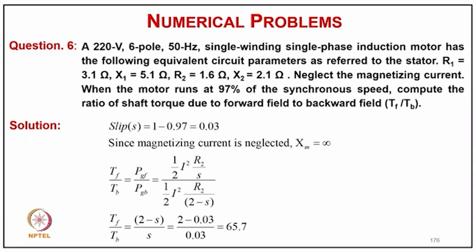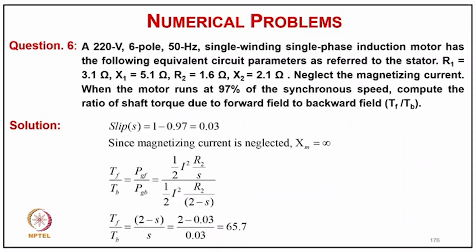Coming to question 6: a 220 volt, 6-pole, 50 Hz single winding single phase induction motor has the following equivalent circuit parameters as referred to the stator: R1 equal to 3.1, X1 5.1, R2 equal to 1.6, and X2 equal to 2.1. Calculate the magnetizing current. The motor runs at 97% of synchronous speed. Compute the ratio of start torque to forward and backward torque, Tf and Tb. So the slip here is 1 minus 0.97, which is 0.03, and magnetizing current is neglected. Xm is infinity.